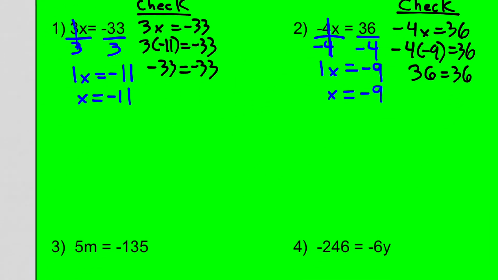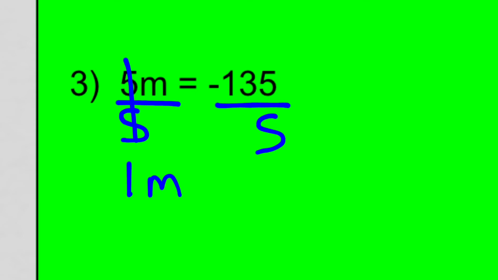Let's look at some larger numbers. 5 multiplied by some number m equals negative 135. Well, to solve this equation and show the value of 1m, I'm going to divide this side of the equal sign by 5, because 5 divided by 5 gives me 1m, which is what I want. Now I also have to divide this side by 5. Negative 135 by 5. I'm going to go to some scrap paper and take some more space to do this.